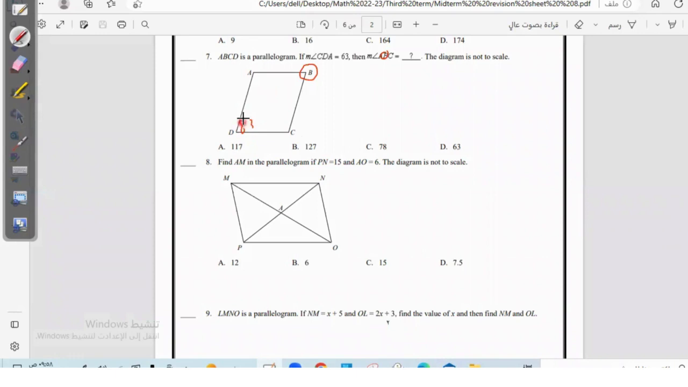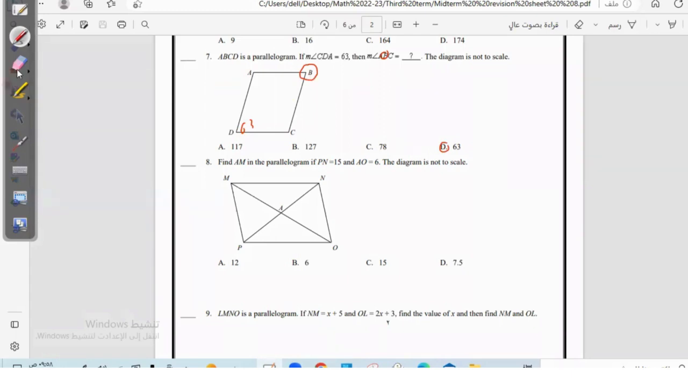I said, in a parallelogram, the properties of parallelogram, do you remember them? Every two opposite angles are what? Are equal. This one is 60, so this one is going to be 60. Every two consecutive angles, the sum is 180. Every two opposite angles are equal.